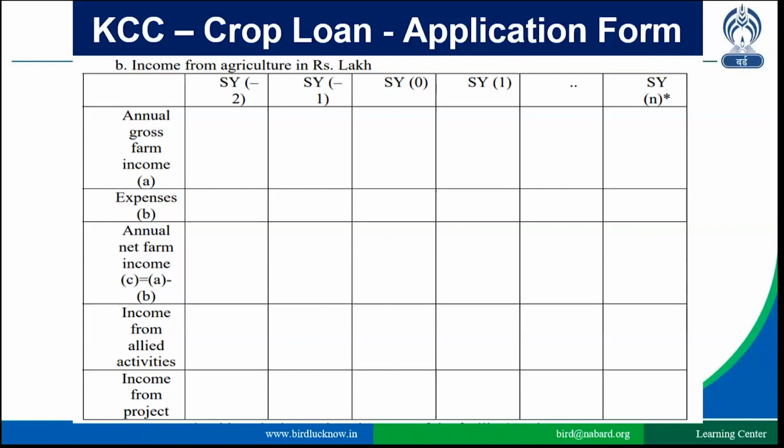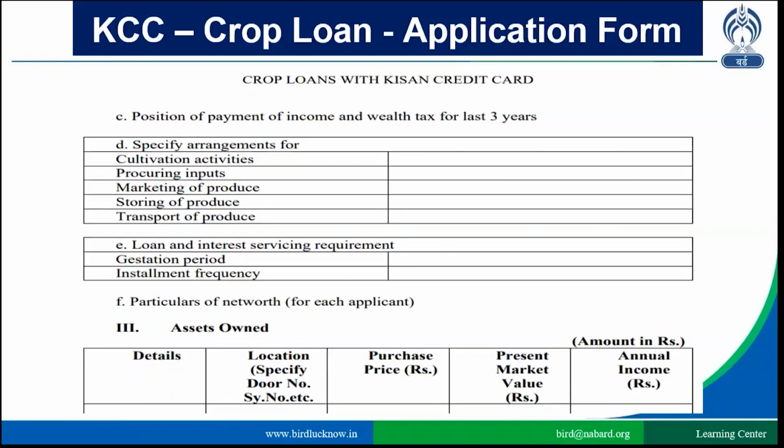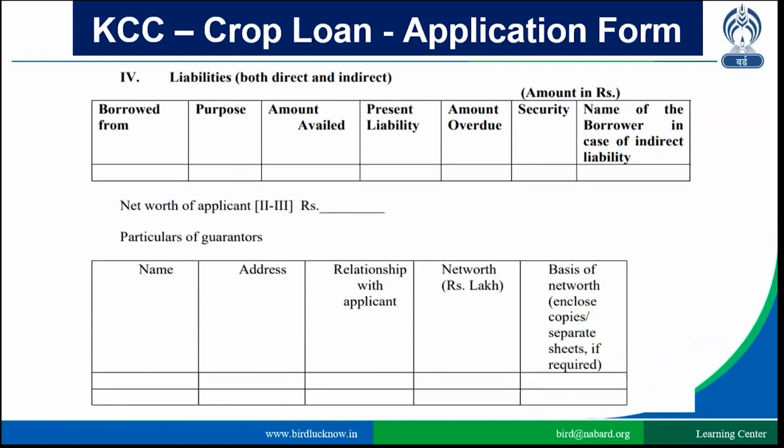Tentative income from agriculture is to be put in this form. Then position of payment of income tax and bill tax. If you are paying any income tax or bill tax, you can include it, otherwise it will be nil. Assets owned are to be indicated. Liabilities: if you have already borrowed some loan or there is some other liability, you should indicate it. This is the normal standard format.